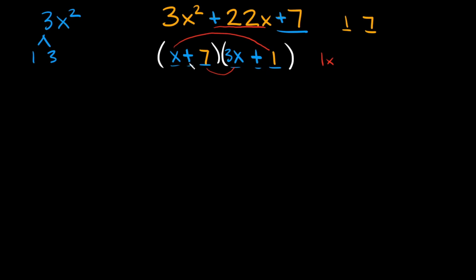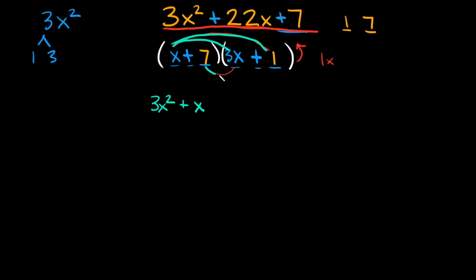The way you can check that is by simply foiling your factored answer. When we foil it, we should get back to this original quadratic up here. So we're going to do first: x times 3x, that's equal to 3x squared. And then we're going to go outer: x times 1, that's equal to positive 1x, so plus, we could just write that as x.